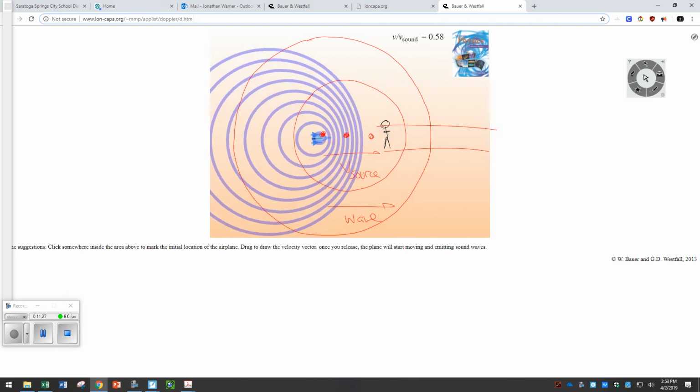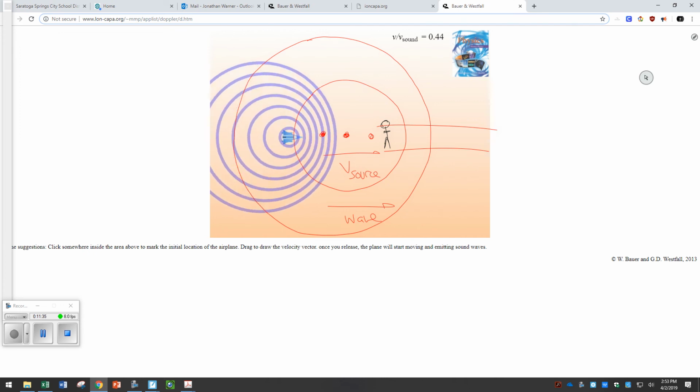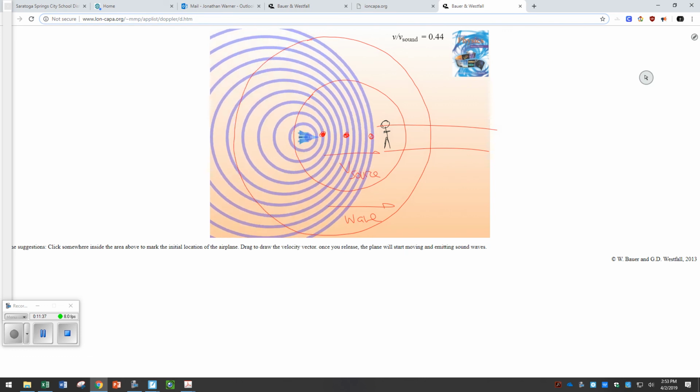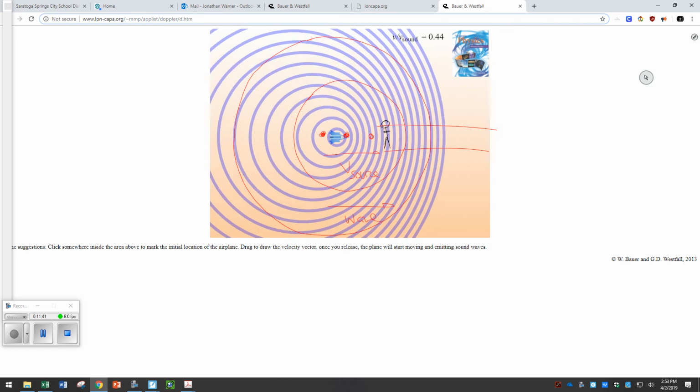Wave frequency emitted by plane. Let me do this again. Watch waves emitted by plane. Ready? Now, now, now, now, now, now, now, now. Watch waves detected. Now, now, now, now, now, now, now, now, now.